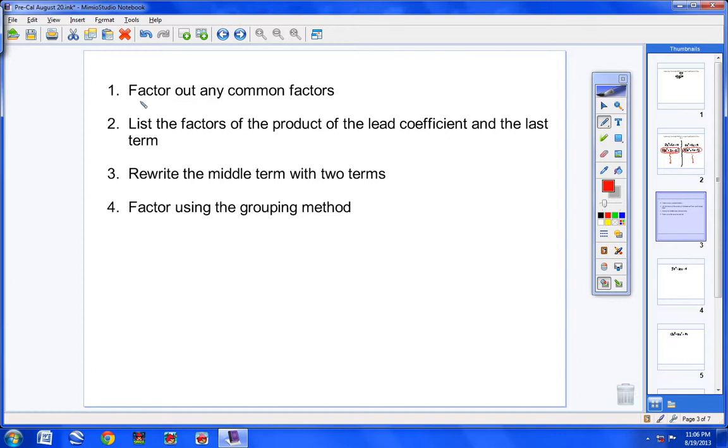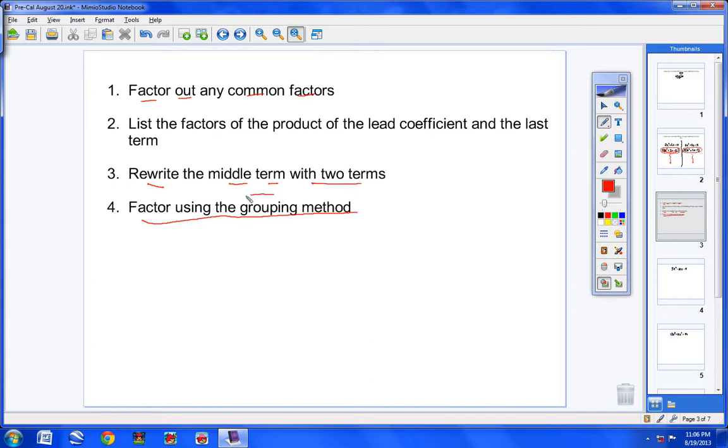Number 1, you always factor out common factors. We know that. Now step 2 is going to sound weird. I'll explain it to you later. You list the factors of the product of the lead coefficient and the last term. I'll explain that later. Step 3, you rewrite the middle term. How? With 2 terms. And then step 4, factor by using the grouping method.